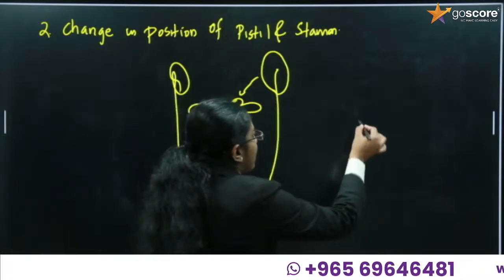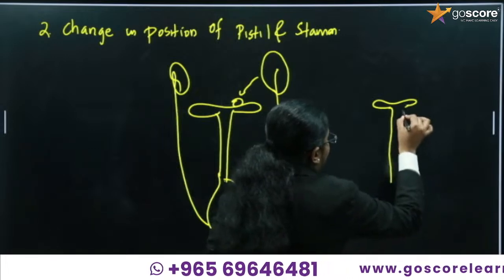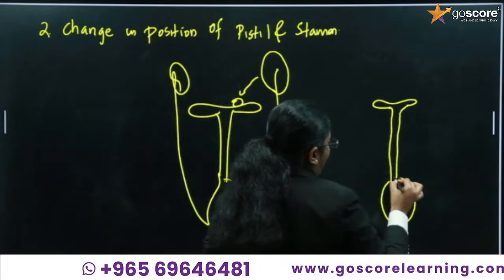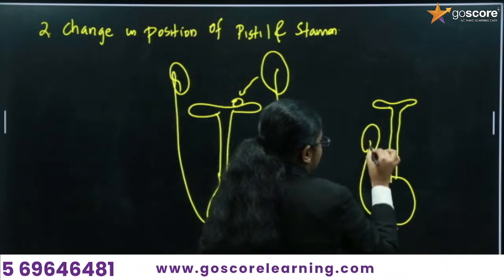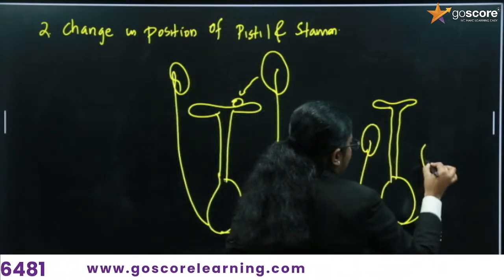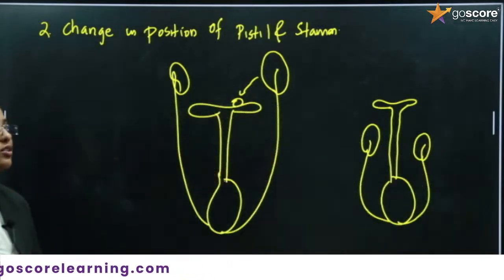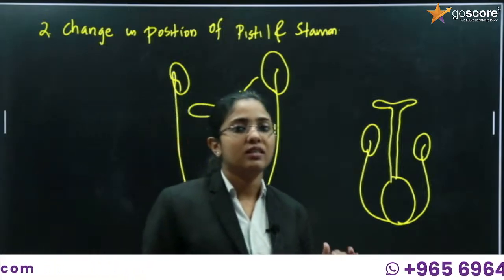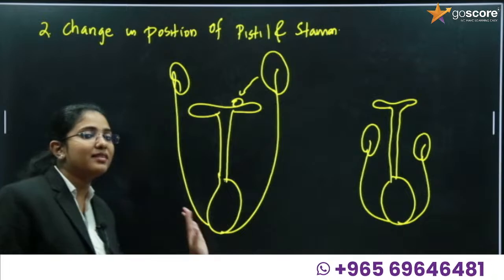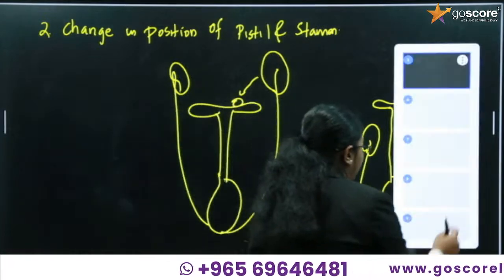If we are considering the change in position, this is stigma, then this is style, and this is ovary. Here, if anther is present like this, is there any chance to get self-pollination? There is no chance of self-pollination, thereby it can prevent self-pollination. That is the second technique. Then we have to study the third technique.